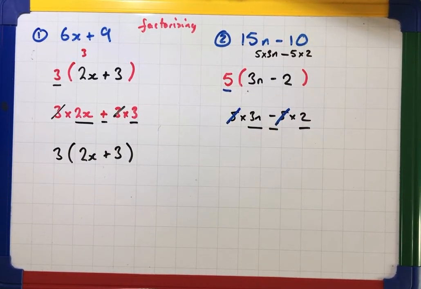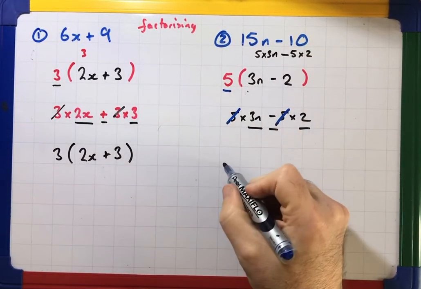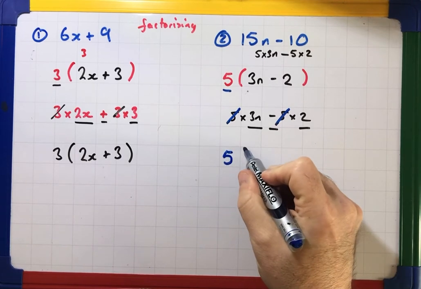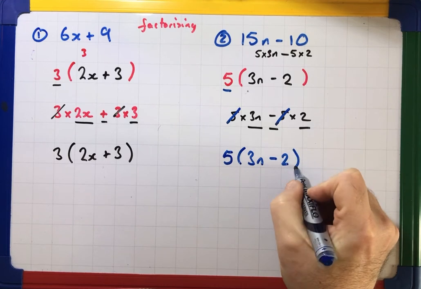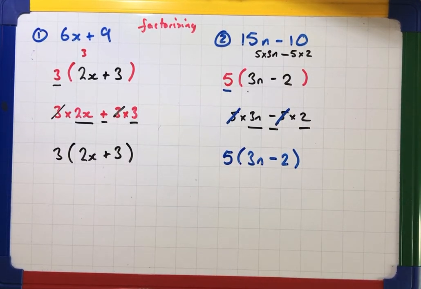So let's have a little look. If we write it without any of these bits around it, you've got 5 times 3n minus 2. That would be your final answer.